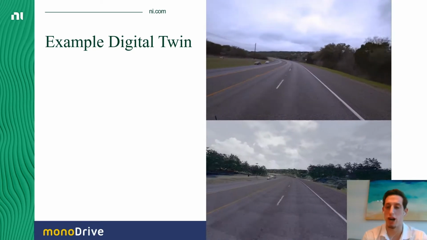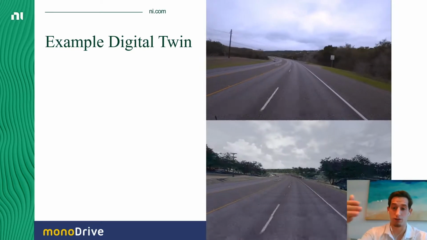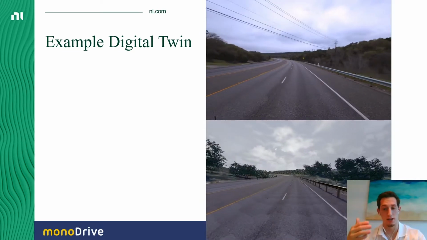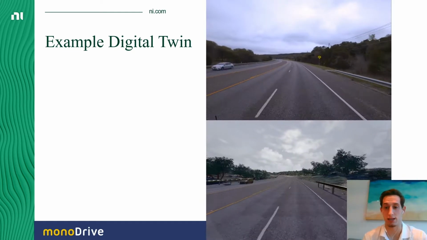Additionally, this gives you another opportunity to place a real sensor in the real world, a synthetic sensor in the synthetic world, and compare the outputs and tune the synthetic sensor so that you get the output that you would expect to see as validated.